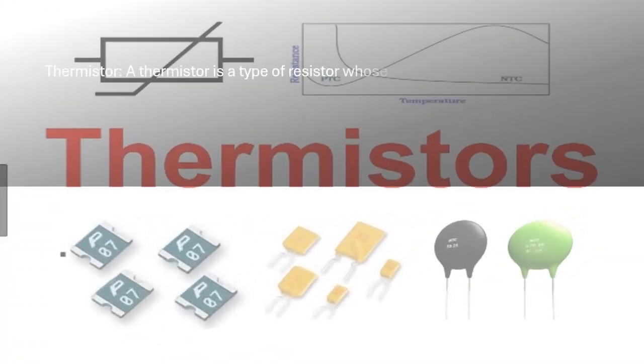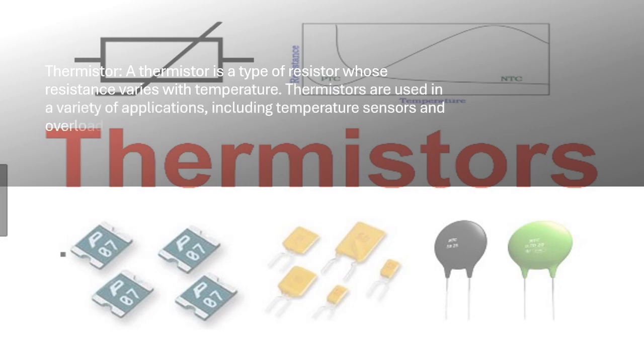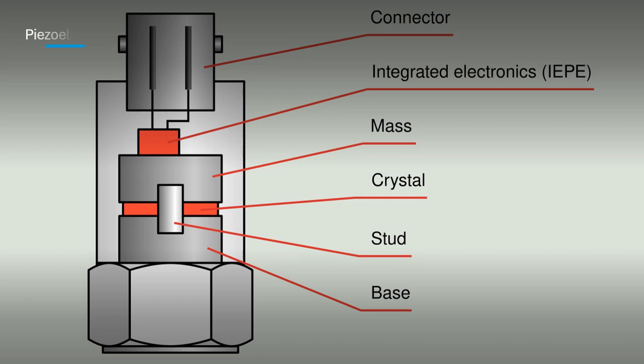Thermistor. A thermistor is a type of resistor whose resistance varies with temperature. Thermistors are used in a variety of applications, including temperature sensors and overload protection circuits.